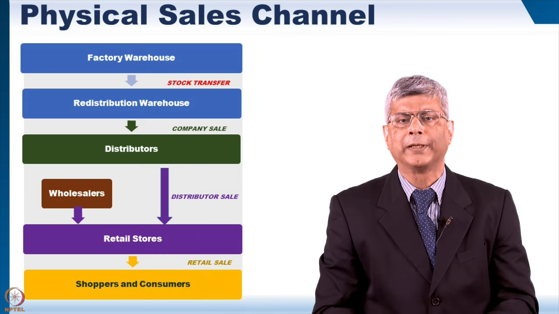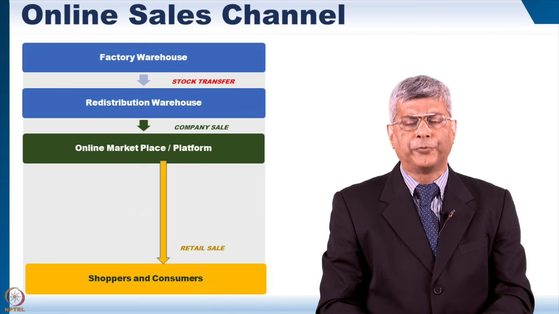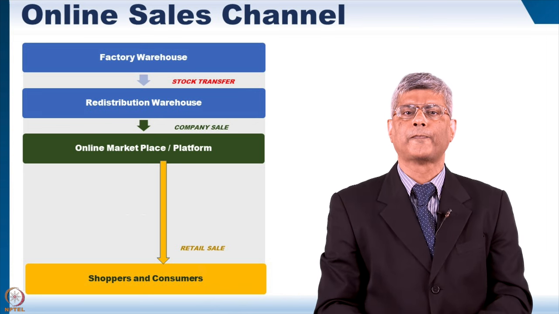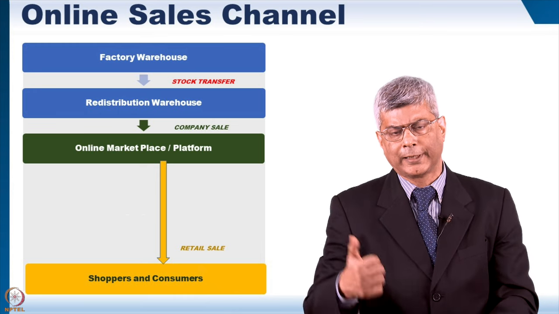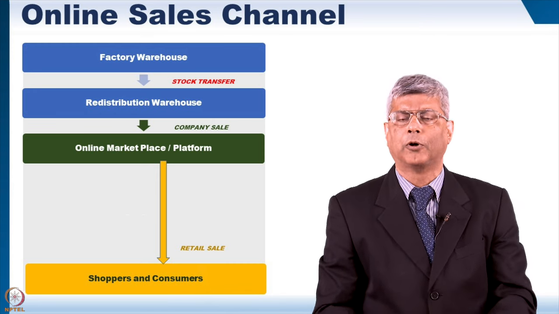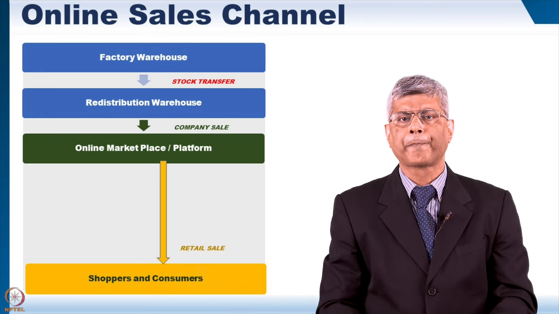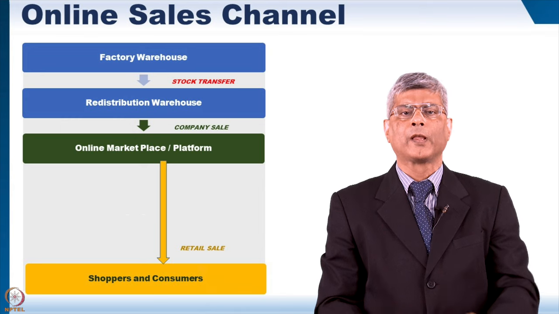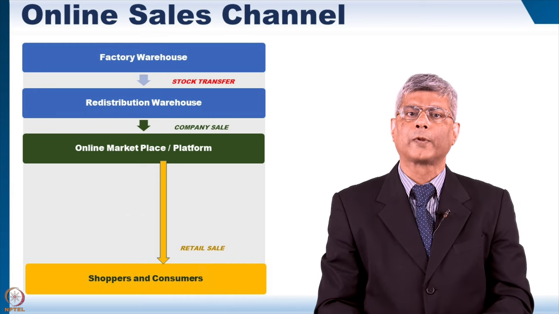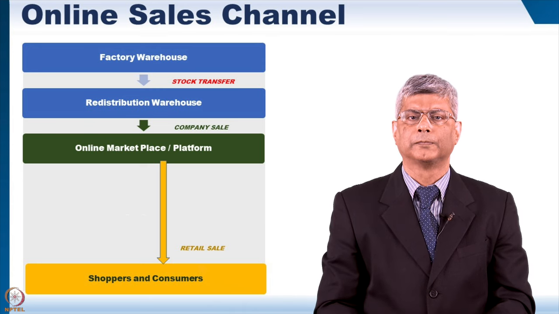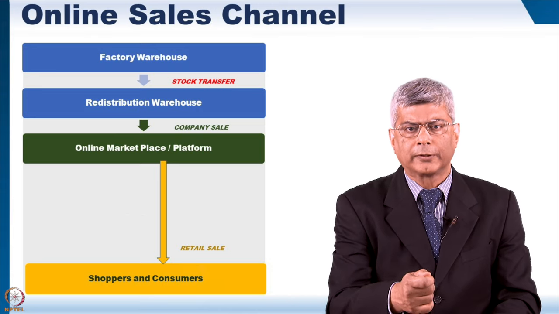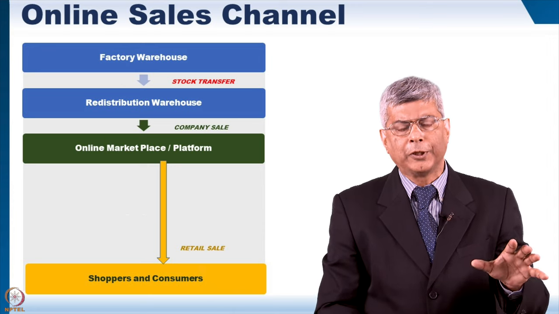Let's now look at a few actual examples. But before I go to the actual examples, I just wanted to highlight to you that if you buy a product from an online channel, which is Amazon or Nykaa or Flipkart, or from an advertisement on Facebook or Instagram, or from a company website, some of the factory warehouses and redistribution warehouses remain the same. But instead of physical distributors, those distribution warehouses then feed into an online e-commerce warehouse.